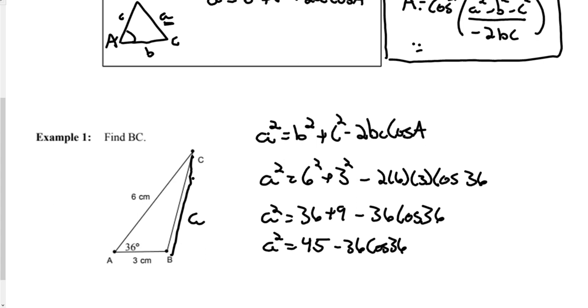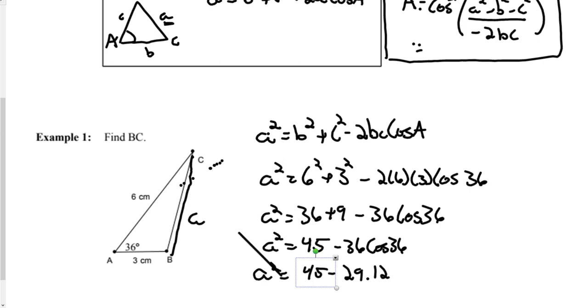Now, if you're skilled enough, you can plug all of this into your calculator at once, and it'll do it. You just have to make sure you're punching it in properly. Otherwise, I do it in steps just to make sure I'm doing it correctly. The next thing I'm going to work out is the 36 times cosine 36, and that works out to be, and I usually go to 2 decimal places just to keep it somewhat accurate.